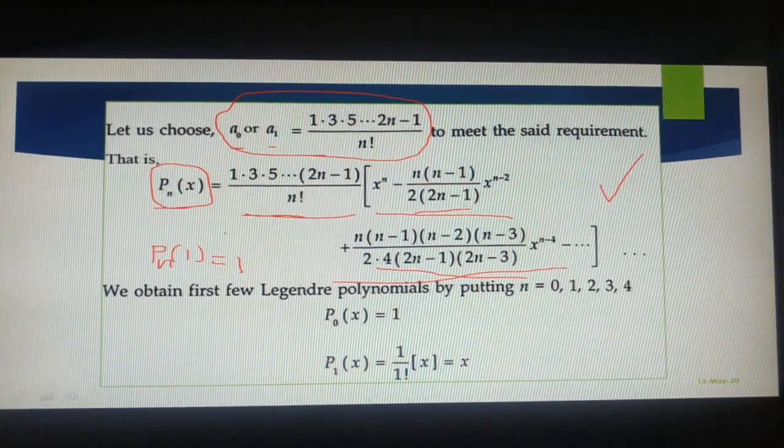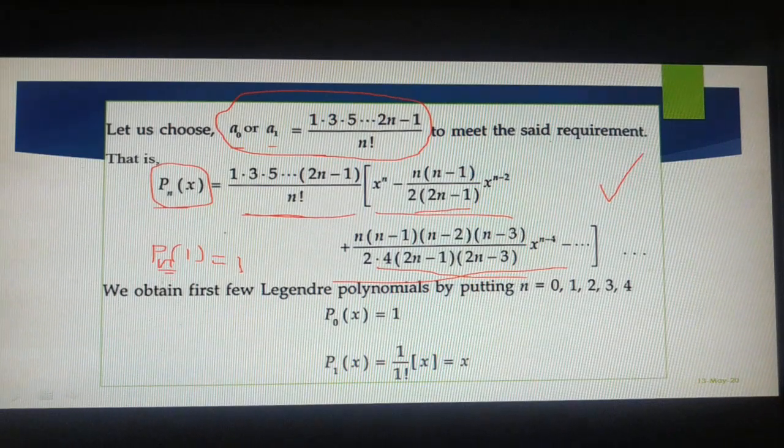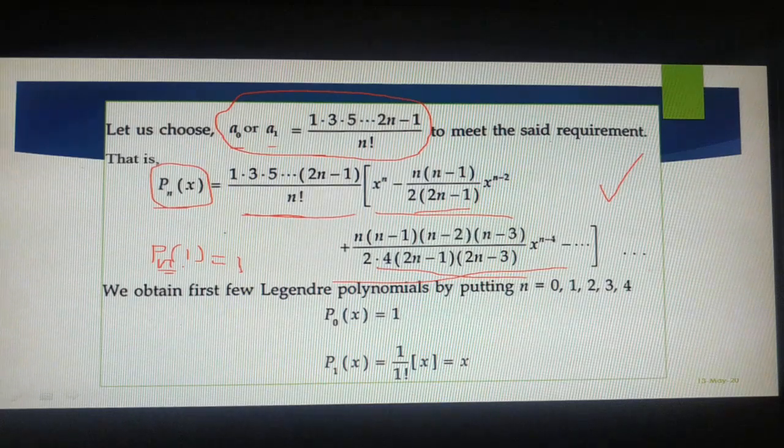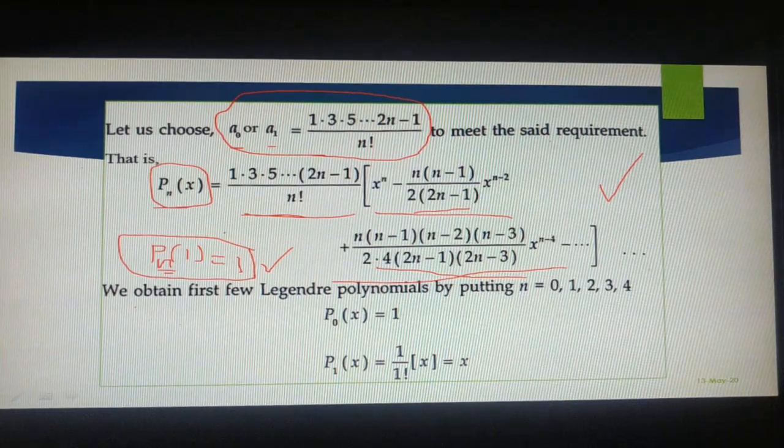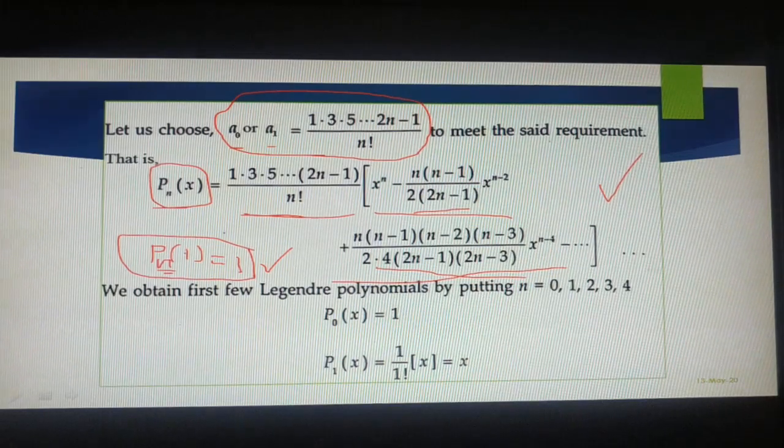Pn of x we can represent in general in this way. Here n may be anything, p0 of x, p1 of x, p2 of x, anything. But in place of x, if you substitute 1, you should get 1. Right? So this we have to remember. Now let's see. We'll try to obtain some values. I am not taking 1 at present, I am just taking some values in place of n.